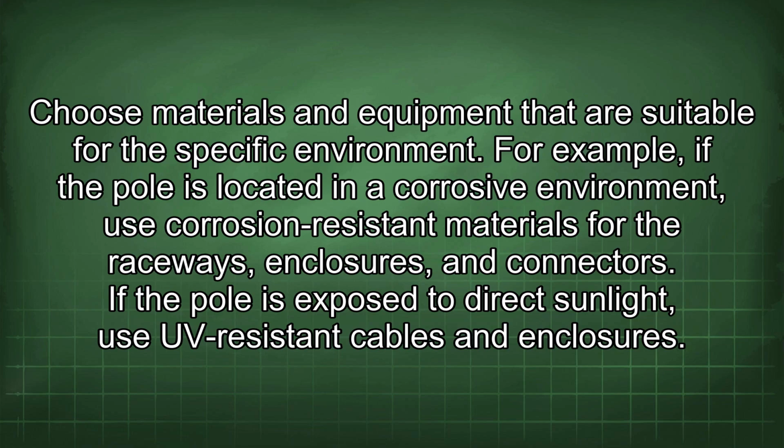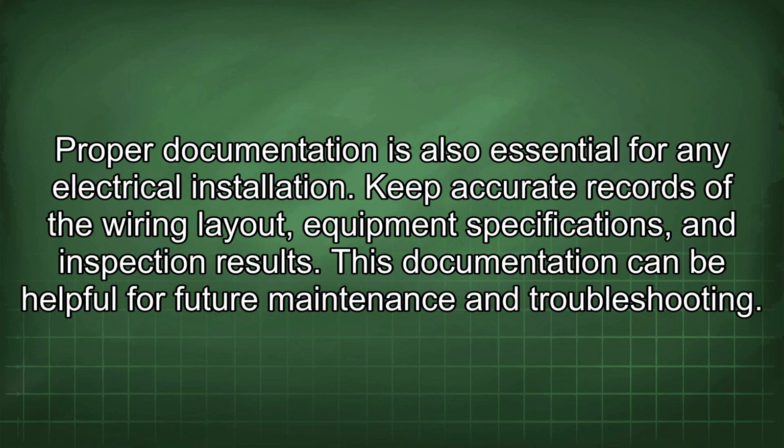For example, if the pole is located in a corrosive environment, use corrosion-resistant materials for the raceways, enclosures, and connectors. If the pole is exposed to direct sunlight, use UV-resistant cables and enclosures. Proper documentation is also essential for any electrical installation. Keep accurate records of the wiring layout, equipment specifications, and inspection results. This documentation can be helpful for future maintenance and troubleshooting.